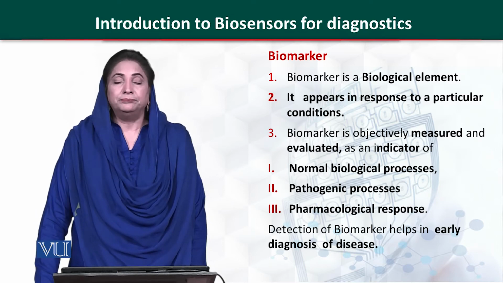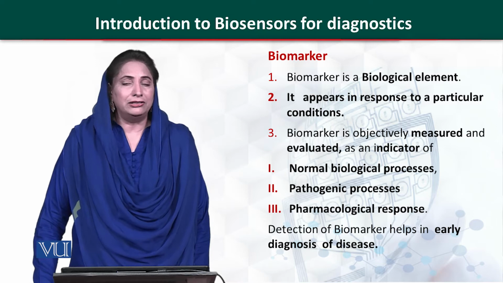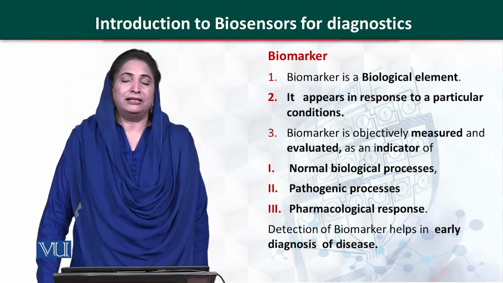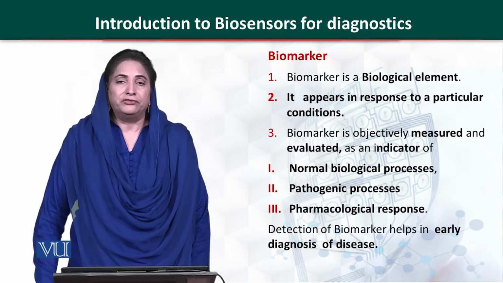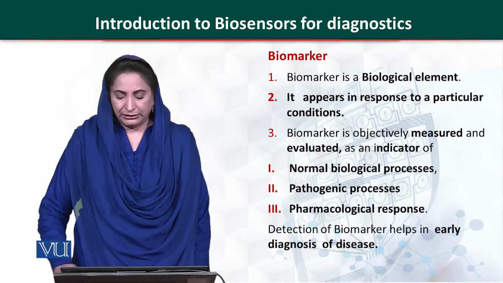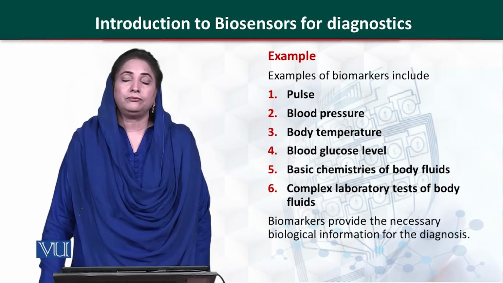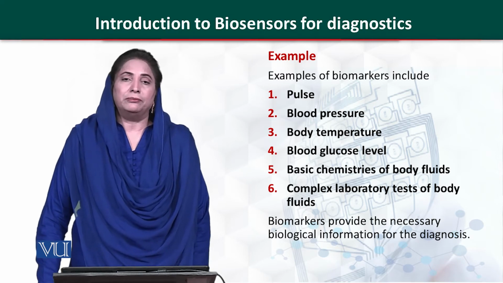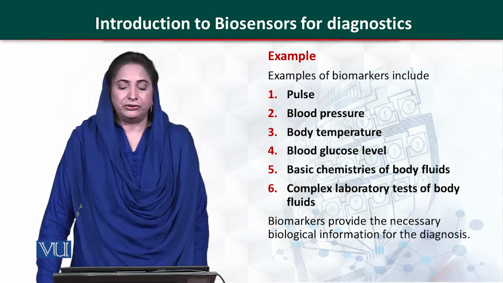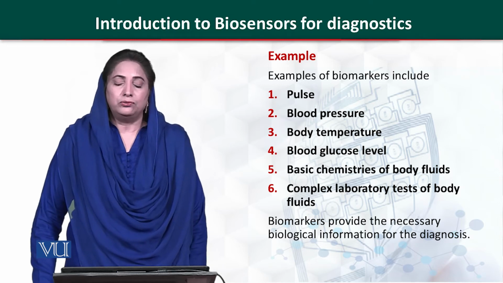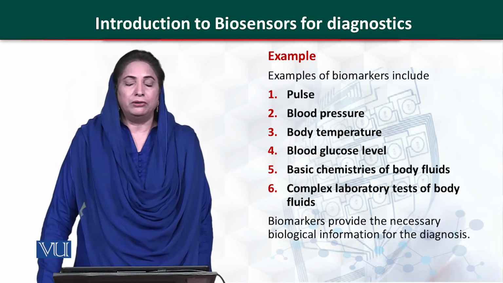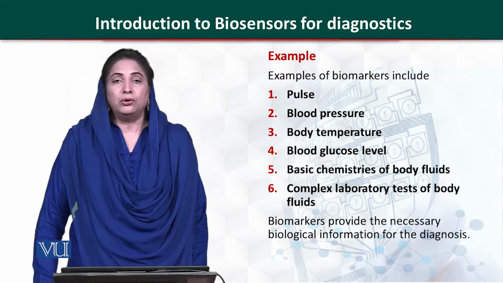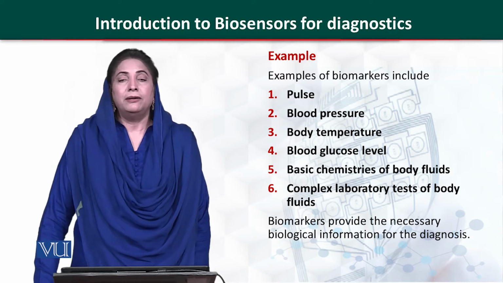The other thing is that the detection of a biomarker is very useful for the early detection of the disease. And several diseases like cancer could be treated if we can diagnose these diseases in time. Now, what are the examples of these biomarkers? The examples of biomarkers include pulse, blood pressure, body temperature, blood glucose level, basic chemistries of body fluids, and complex laboratory tests of the body fluids. All these are considered as biomarkers.